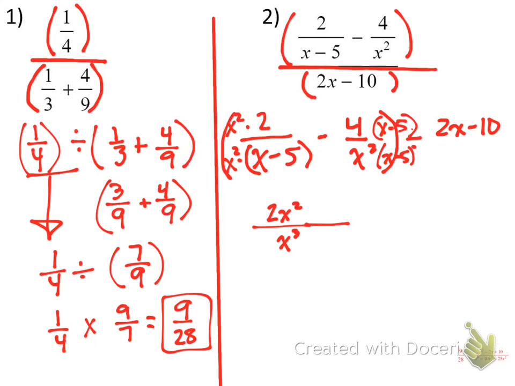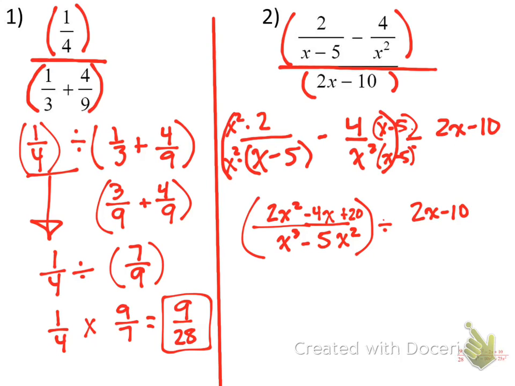And x squared times negative 5 is negative 5x squared. So we got x cubed minus 5x squared. So we got minus sign, so negative 4 times x is negative 4x. Negative 4 times negative 5 is positive 20. So we've just simplified the first parentheses. Okay, but we still have to divide by 2x minus 10.